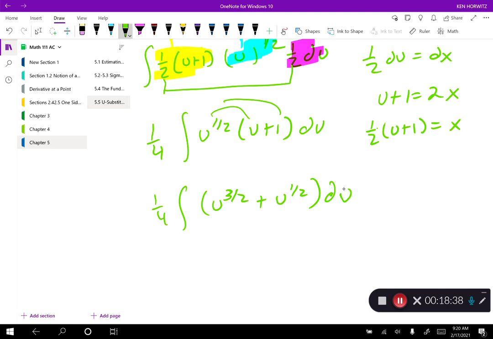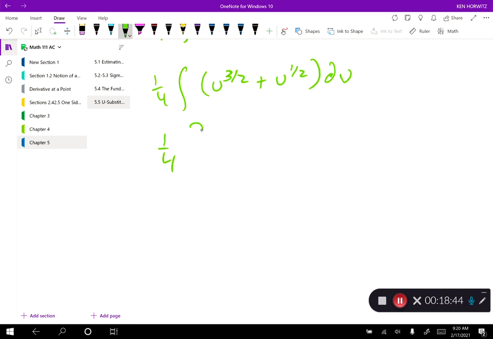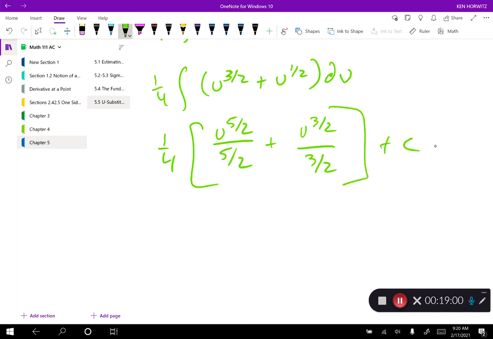And now I can get to my integration. So I have 1/4, once again, u to the 5/2 divided by 5/2. Now I know that's 2/5, I'm just leaving it as 5/2 for now. All right, u to the 3/2 divided by 3/2 plus c.